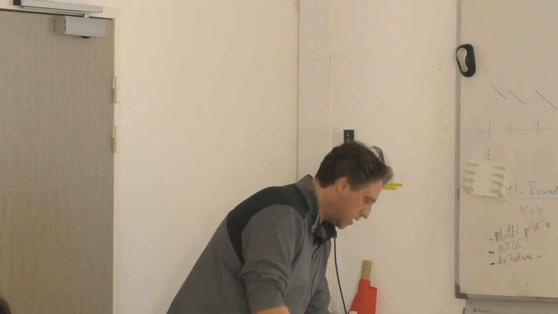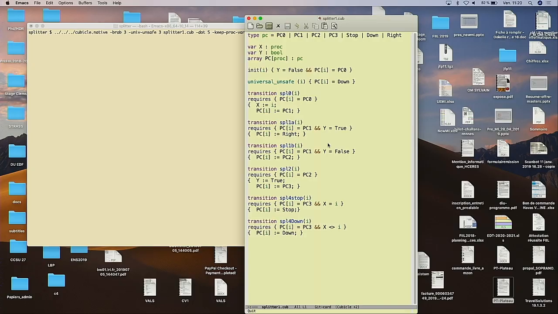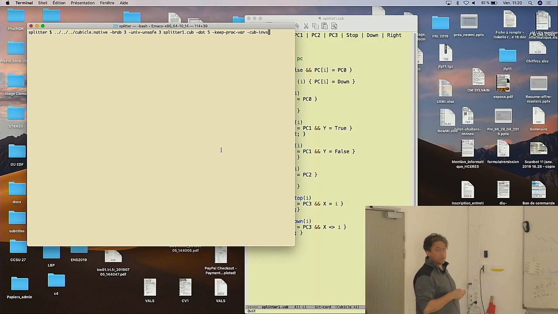So, can you see that? Okay. So that's the splitter, and you can see that this is the universal and safe formula. I'm going to run Cubicle with this universal unsafe stuff.